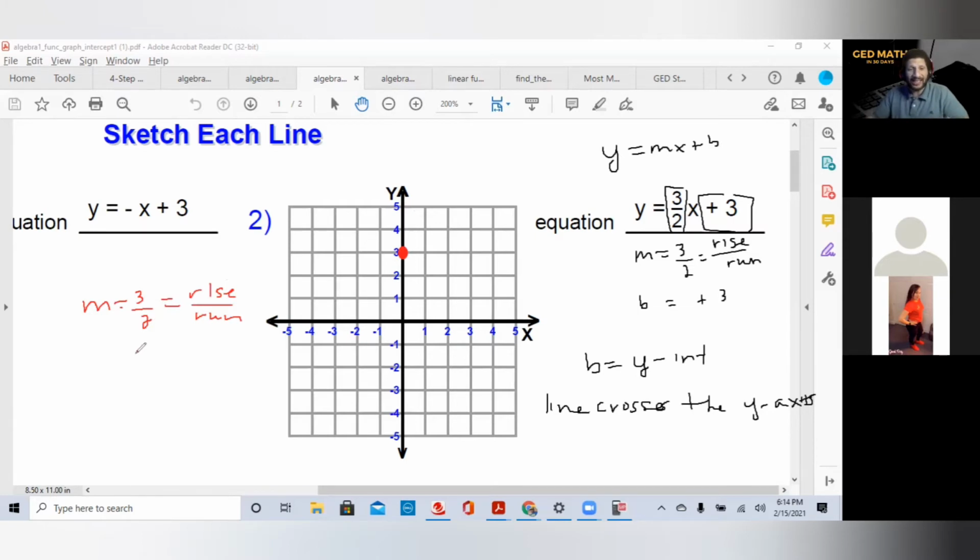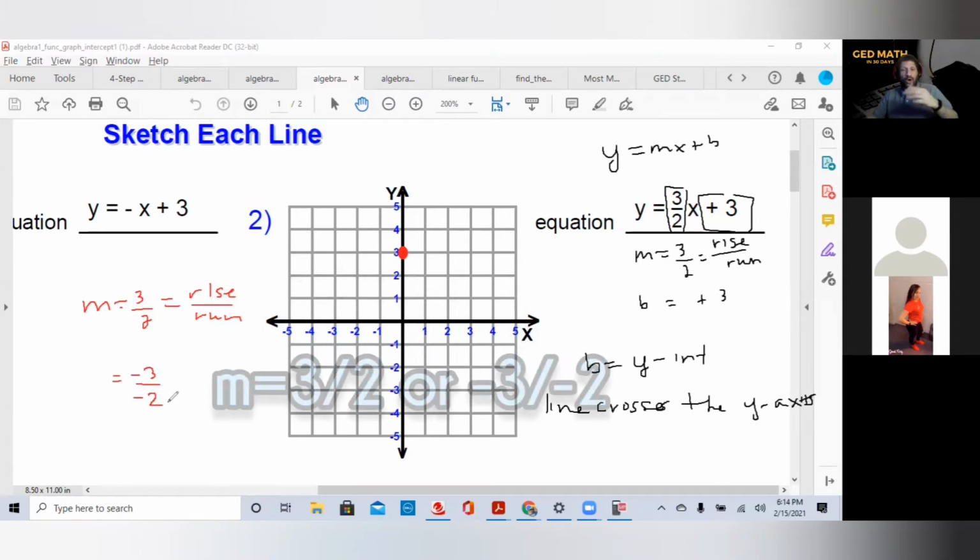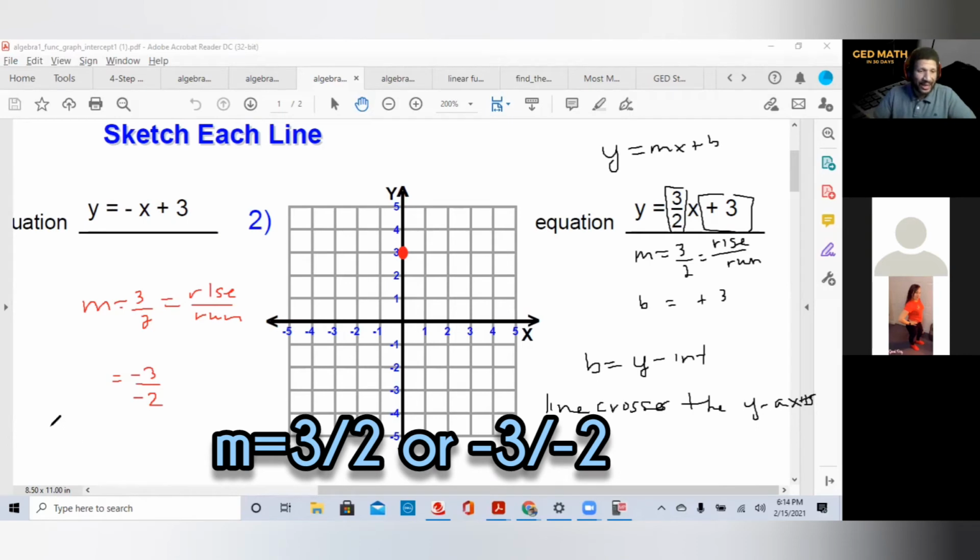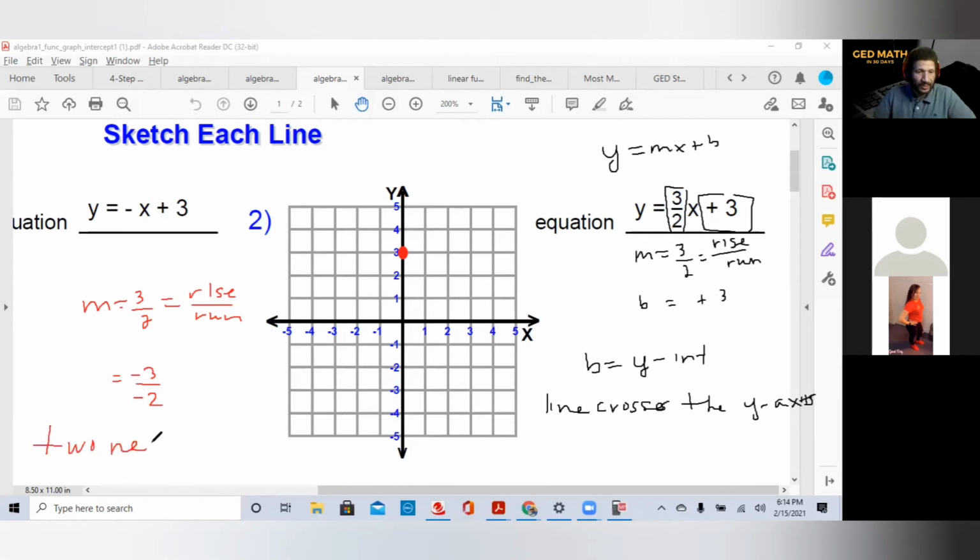So what happens is, since the slope is positive, what you must understand is that 3/2 is the same as -3/-2, because 2 negatives make a positive. This is very important, and so many students get this incorrect. So instead of 3/2, we're going to use -3/2. So my rise is -3. My run is -2.